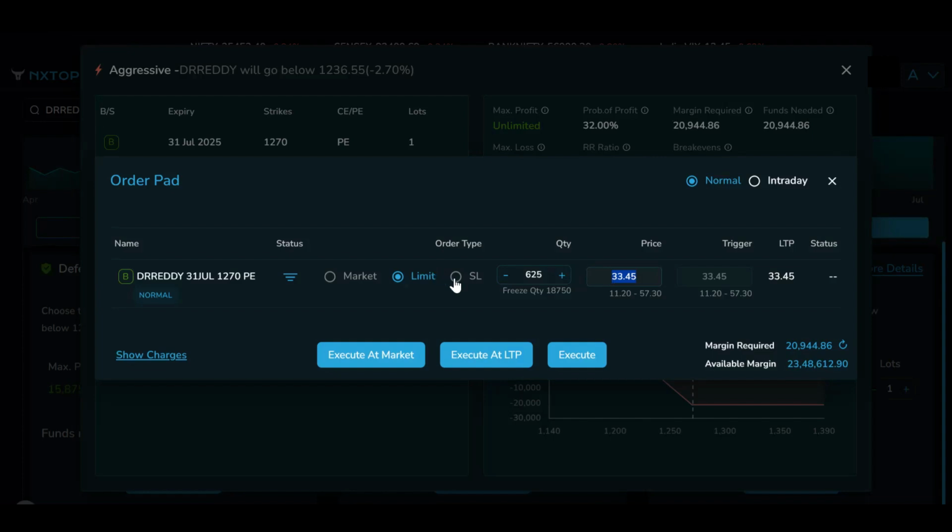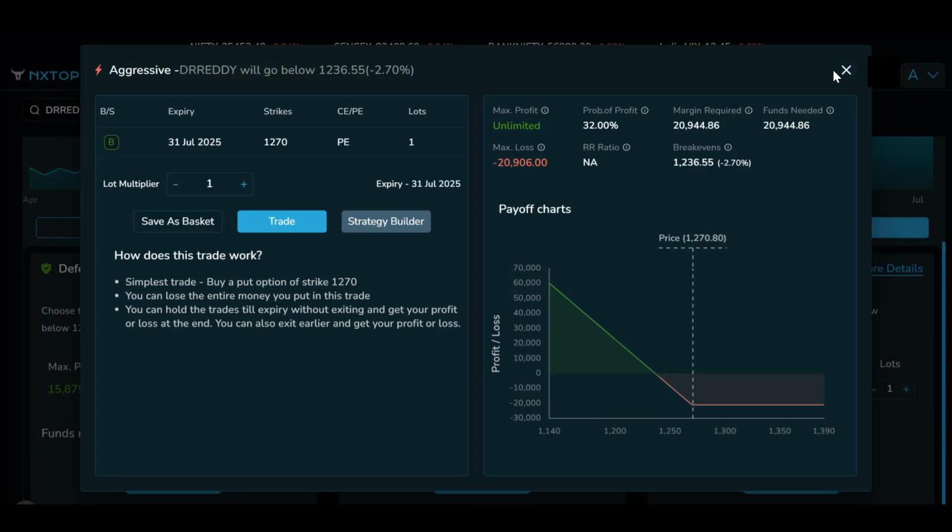And if I select a stop loss, I can say that after buying this, if the Dr. Reddy price, instead of going down, starts going up, then the premium may start declining. So I can say that I want to book a loss at 20 rupees and come out. So 33 will be my purchase price and 20 will be my exit. So you can also see all the details over here.